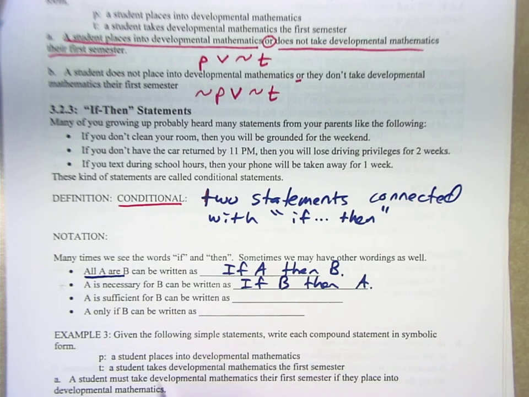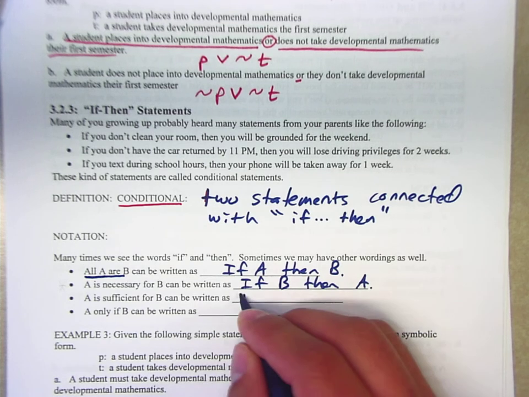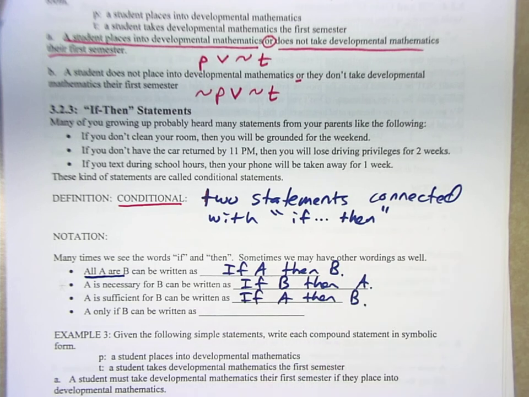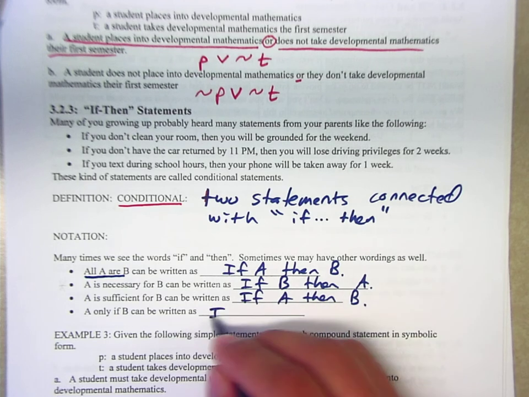A is sufficient for B. That translates to the same order, if A, then B. And same with this last one.